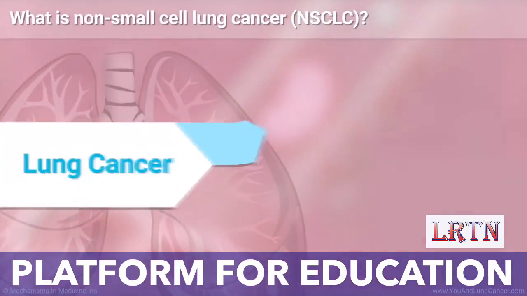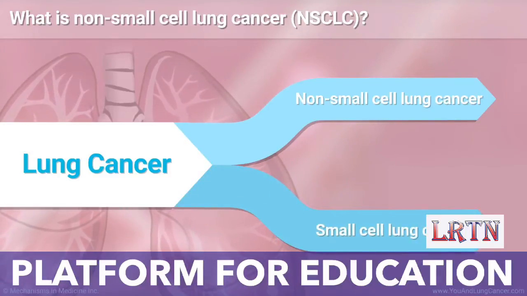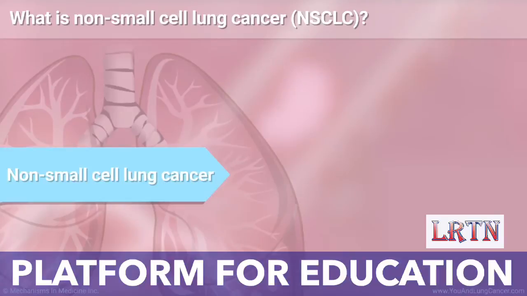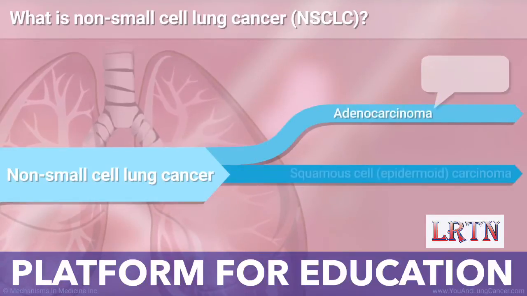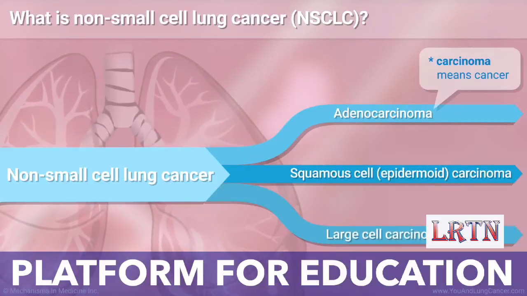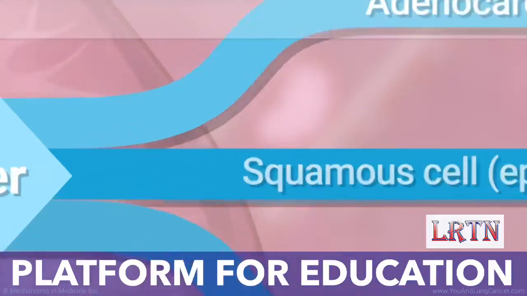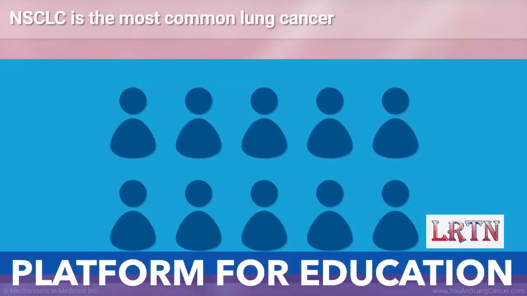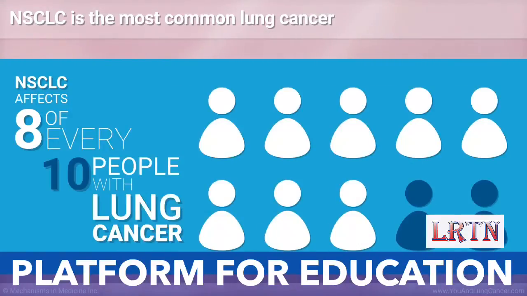Non-small cell lung cancer is one of two major types of lung cancer. The other one is small cell lung cancer. The most common subtypes of non-small cell lung cancer are adenocarcinoma, squamous cell epidermoid carcinoma, and large cell undifferentiated carcinoma. Non-small cell lung cancer is the most common type of lung cancer and affects about 8 of every 10 people with lung cancer.